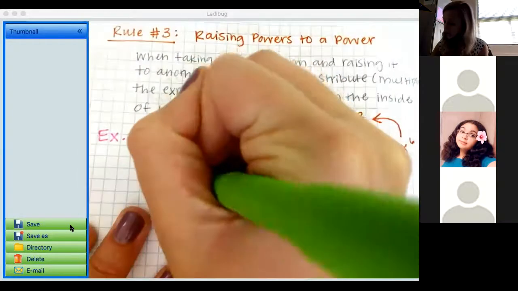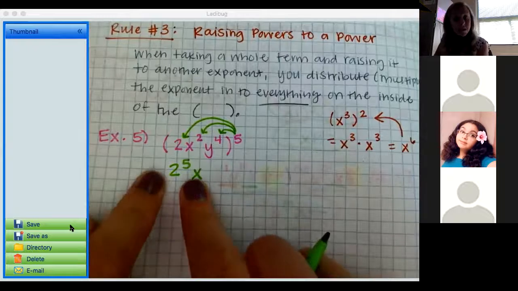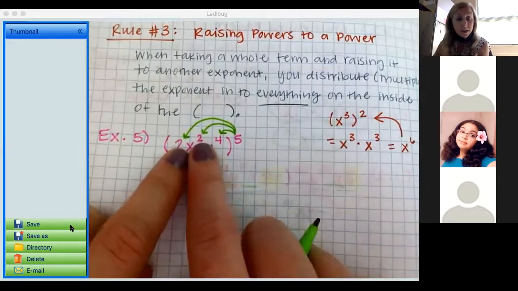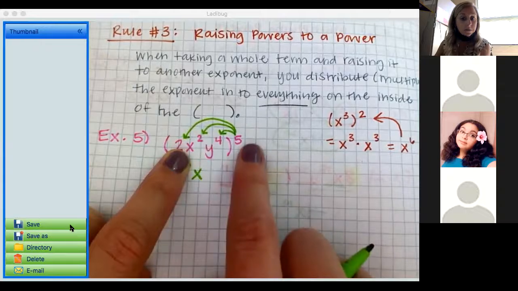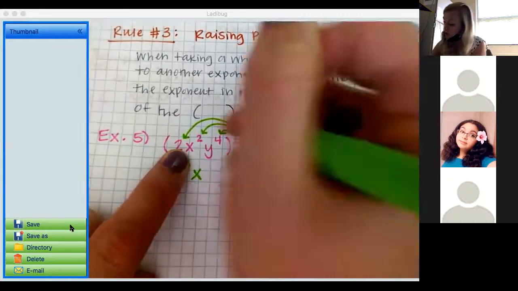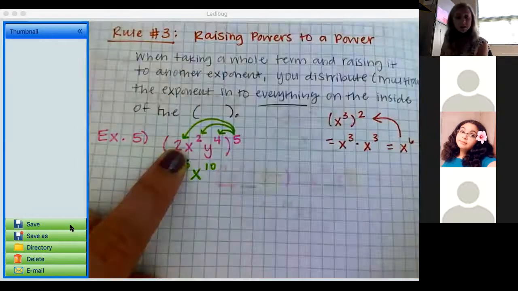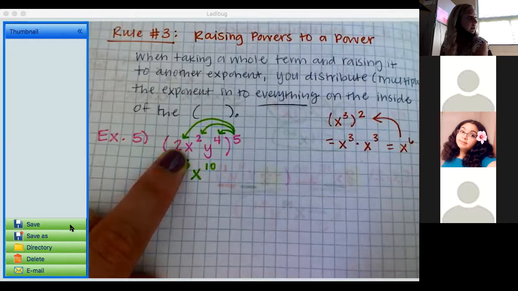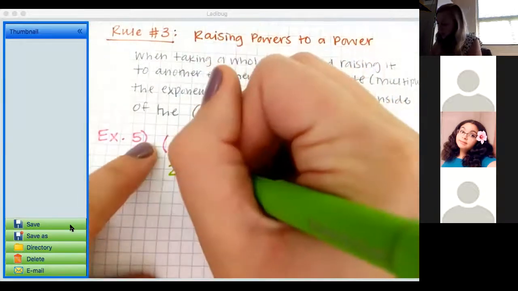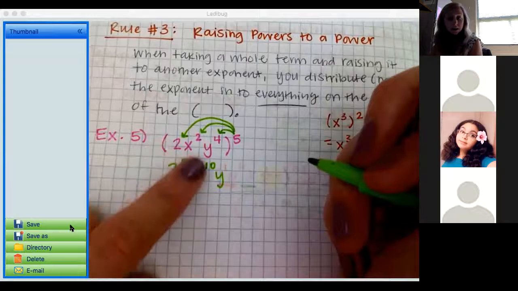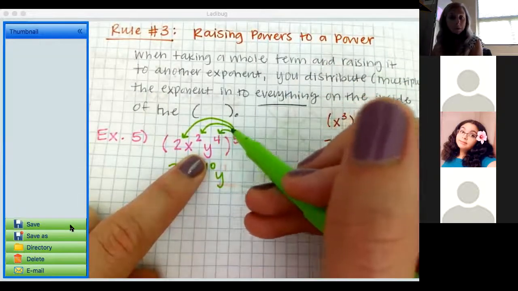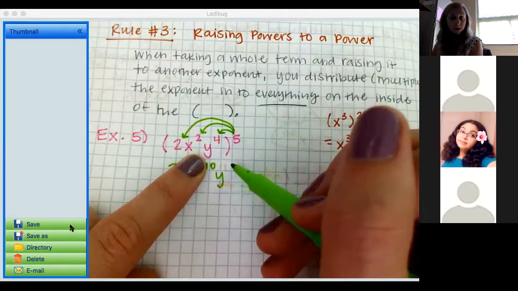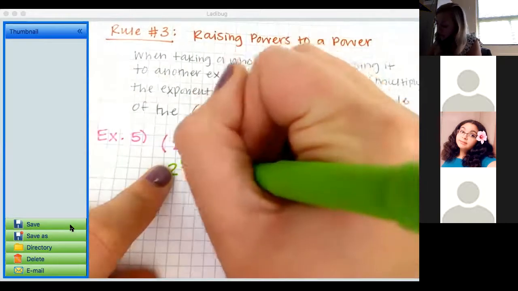So you're good. So the x was squared, but now I'm raising that to the 5th. So y'all, my rule says multiply. What is 2 times 5? 10. Good. So that's x to the 10th. You see what we did? Okay. Move on to your y. There were 4 y's, but now I'm multiplying by 5. So how many are there? 20. Good.